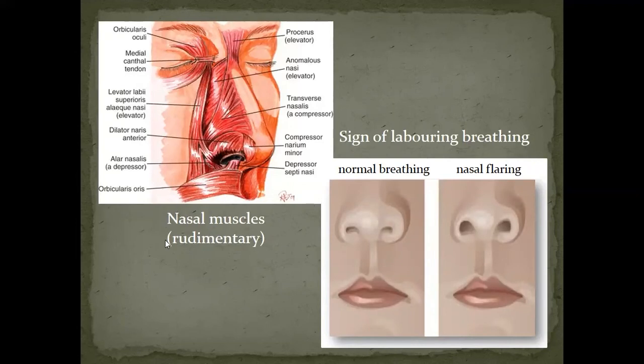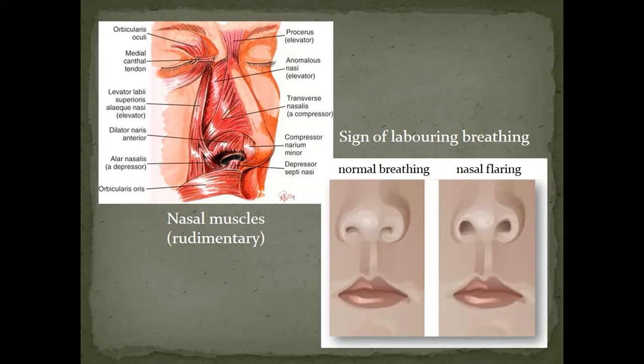Our noses have some muscles, but these are quite rudimentary muscles. In animals, they are much more pronounced. The animals can move these muscles much better. In humans, these are rudimentary, and almost only in newborn babies the movement of these muscles can be visible, and it could be a sign of so-called laboring breathing. It is a heavy breathing.